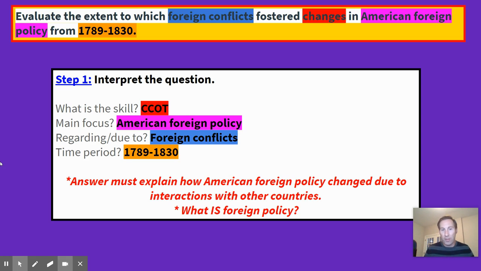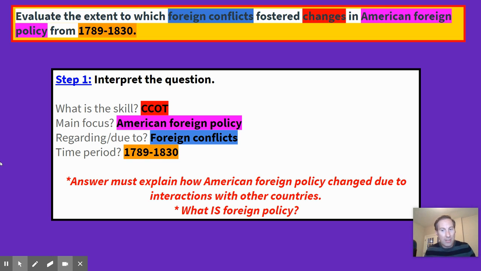We always want to take the first step and break down the question. The skill, that keyword there, changes, indicates it's continuity and change over time with a focus on change. So that helps me set up my A and B arguments, which are going to be changes. My X argument is going to be a continuity. My main focus is on American foreign policy, so I'm going to have to make sure that I'm talking about what's changing about foreign policy. That's my target, or my main focus. My force, the thing that's creating parameters for those changes, is foreign conflicts. And then my time period, 1789 to 1830.